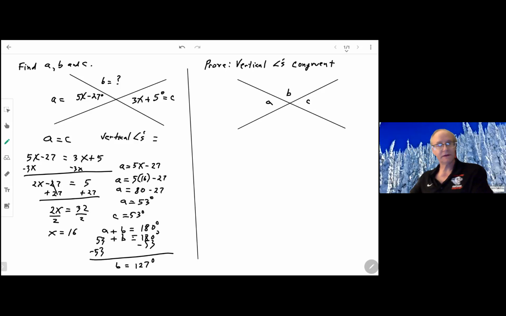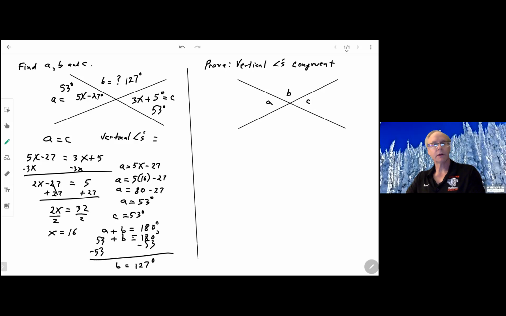So this is solving over here. We found the three values. The angle A measurement is 53 degrees. The angle B measurement is 127 degrees. And the angle C measurement is also 53 degrees.